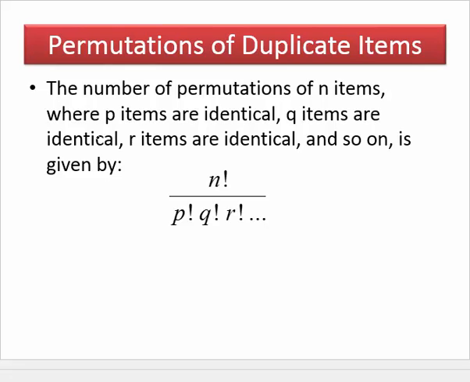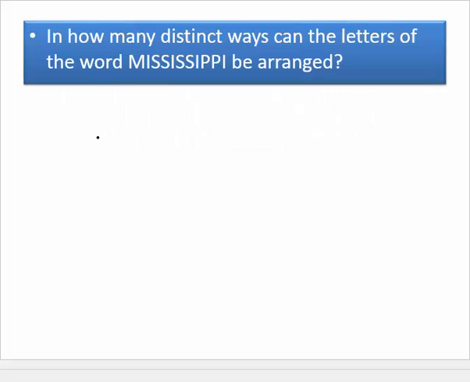Alright, let's go down here. The number of permutations of n items where p items are identical, q items are identical, r items are identical, and so on is given by that formula there. That seems like a difficult thing, but it isn't. What it's saying is this: how many distinct ways can the letters in the word Mississippi be arranged as an example of that? Well, there's 1, 2, 3, 4, 5, 6, 7, 8, 9, 10, 11 letters in Mississippi.